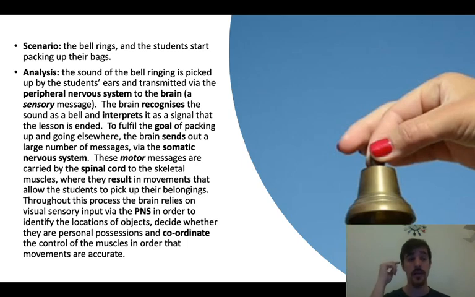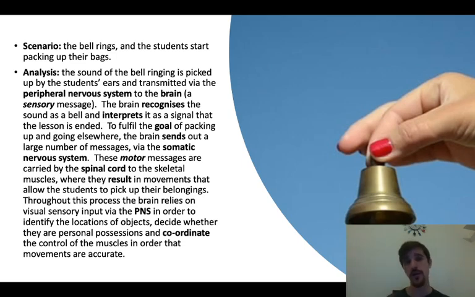The brain recognizes the bell and interprets it as a signal and processes it, saying that this means the class has ended. To fulfill the goal of packing up and going elsewhere, the brain then sends messages to your somatic nervous system, and these are motor messages carried by your spinal cord now, so we're going down, which tells you that you need to start moving. So this will allow you to pick up your belongings, grab your stuff, and throughout this process, your brain relies on visual sensory input via your PNS in order to identify the location of objects, whatever is your possession, what's not your possession, to coordinate your muscles and your movement to make sure that what you're doing is accurate.